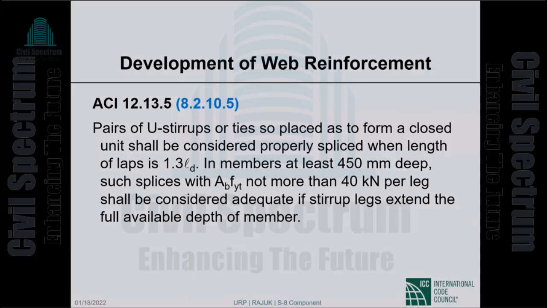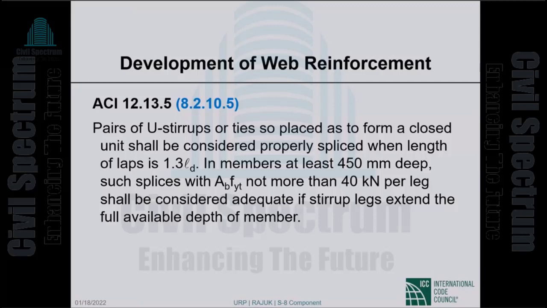So pairs of U stirrups or U ties so placed as to form a closed unit shall be considered properly spliced when the length of laps... So those U's will have to lap in the middle, and the lap length has to be 1.3 times the L sub D of the bars making up the U's. This is the first thing. Then we consider them to be properly lapped.